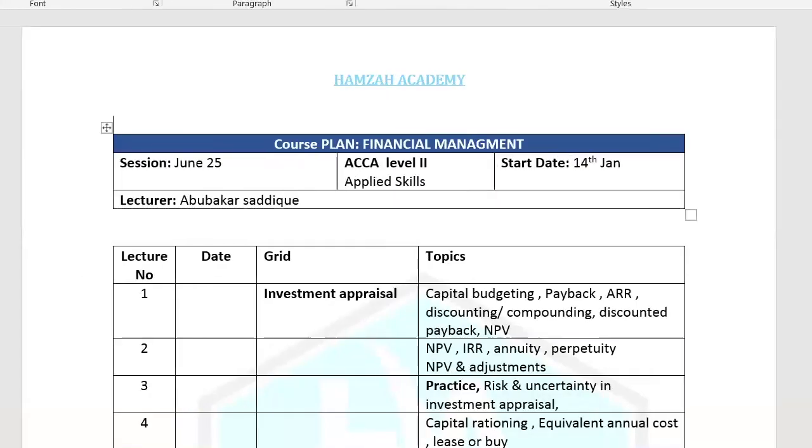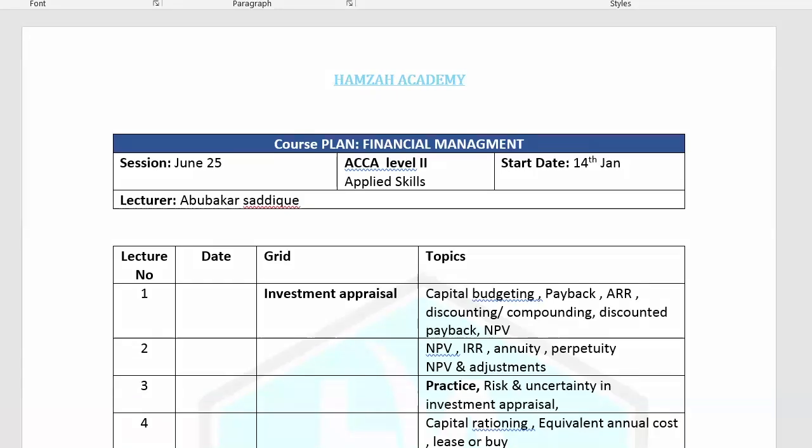Okay, this is the course plan. Now, we will discuss the course plan, the topics, the areas, the concepts which we will study in the financial management paper. We have discussed the exam pattern. Now we are going to discuss the course plan, the topics, the areas which we are going to study in financial management.